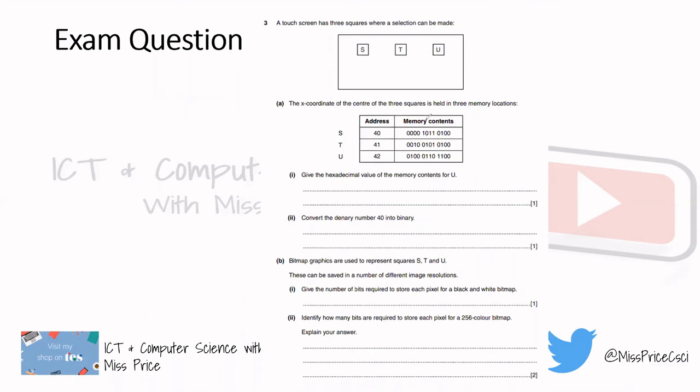Let's look at the next question. Bitmap graphics are used to represent squares S, T, and U. These can be saved in a different number of image resolutions. Give the number of bits required to store each pixel for a black and white bitmap. Oh, we've just been through that, haven't we? Black and white bitmaps. So there's only 2.